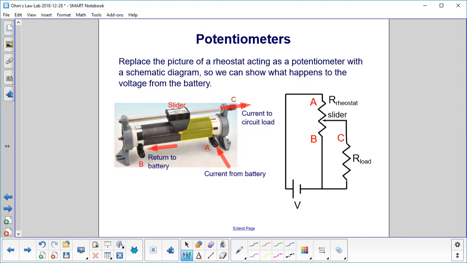And here's our circuit diagram. You have current coming from the battery. That's the physical part, so we show the battery here going through point A. It then hits the rheostat configuration. Some of it goes through the slider and to point C. Well, that's going to be this path. And that's going through your circuit load. The other part that splits is now going straight back to the battery through B. So that's this back to the battery. And then here's the load also going back to the battery.